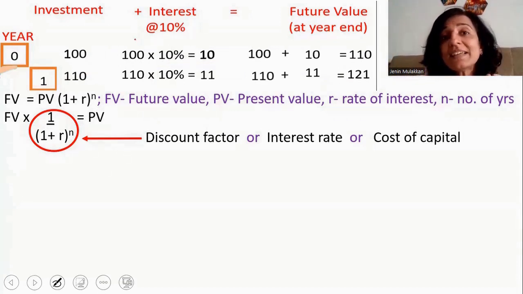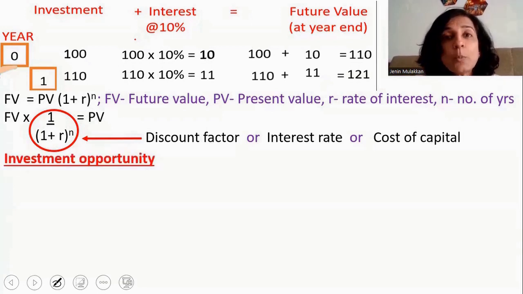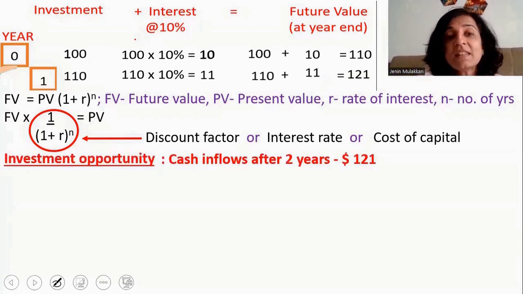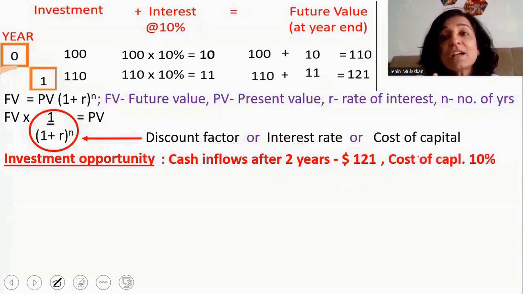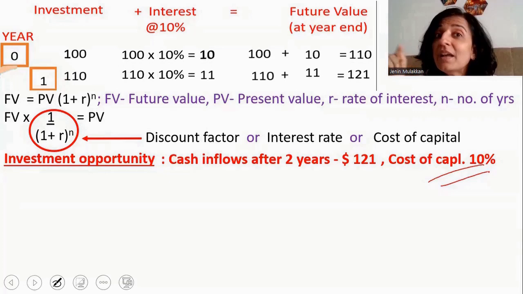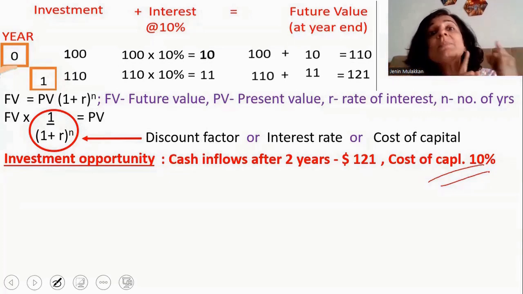Now consider yourself as an employee of an organization and the CFO comes to you and says that there is a certain investment opportunity that is coming up. The cash inflows after 2 years is $121 and the cost of capital is 10%. What was the cost of capital? The cost of capital is the return that is expected by the lenders and the shareholders.